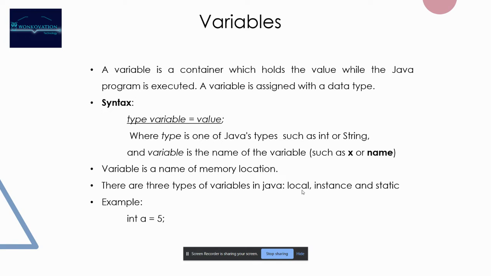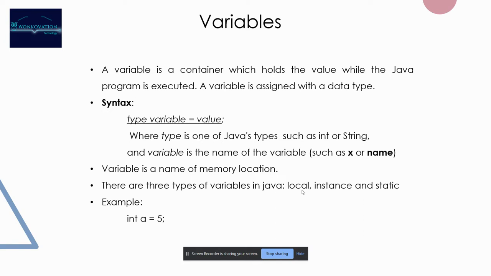A variable is assigned with a data type. For syntax: type variable equals value, where type is one of Java's types, basically the data type such as integer, int, or string. And variable is the name of the variable. It can be any name like onCoefficient, x or name. It can even be "variable" itself, since variable is not a reserved word. Variable is a name of the memory location.